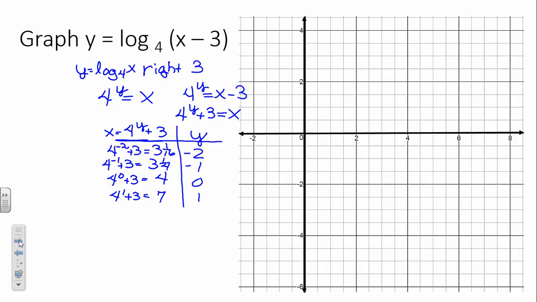So, when x is 3 and 1 16th, where 3 plus 1 16th over and 2 down. When we're 3 and a fourth over, we're 1 down. When we're 4 over, we're 0 down. And when we're 7 over, we're 1 up. Okay? So same appearance, right? But shifted. And a different base.